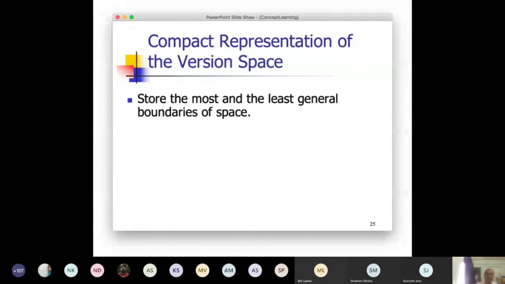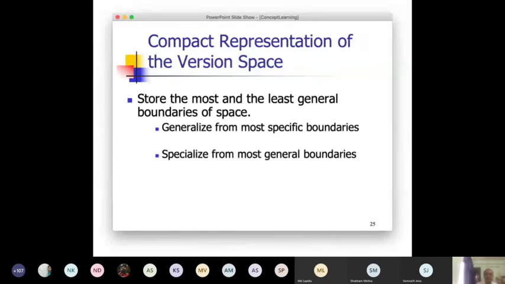So if I can store the most general and the most specific boundaries of the version space, then you can generalize from the most specific boundaries and specialize from the most general boundaries. So this is the term, right? Most specific boundaries and most general boundaries. That is, I think, a better way of putting it.